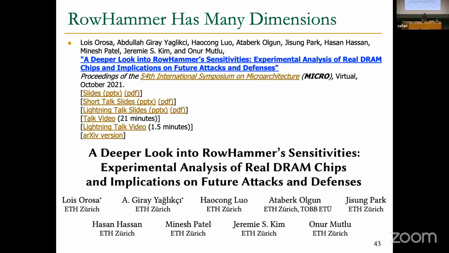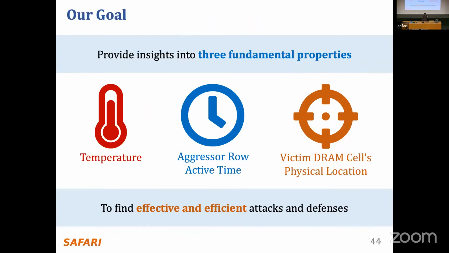Then we move on to some deeper analysis of the RowHammer phenomenon itself. Because RowHammer is a physical phenomenon that actually happens inside the silicon of a DRAM chip, it surely has to be affected by many other external parameters. In this paper, called A Deeper Look into RowHammer's Sensitivities, we specifically look at three fundamental properties related to the RowHammer vulnerability.